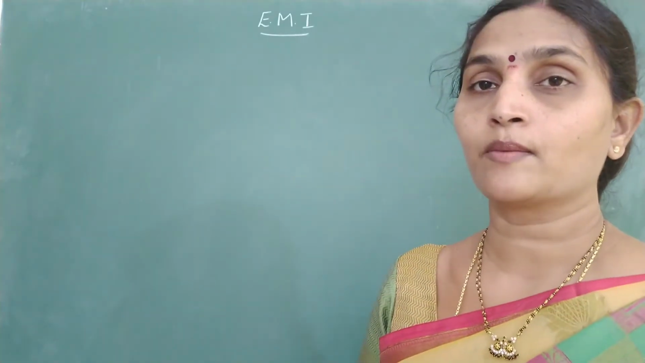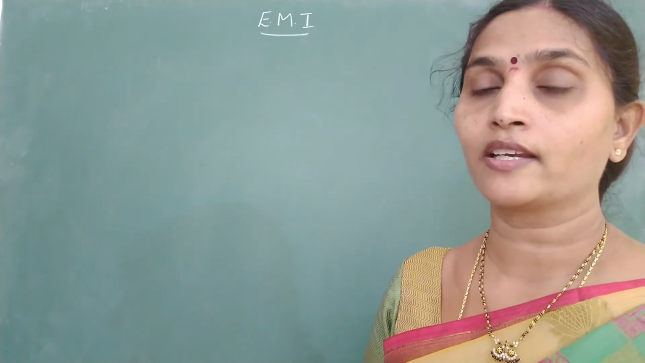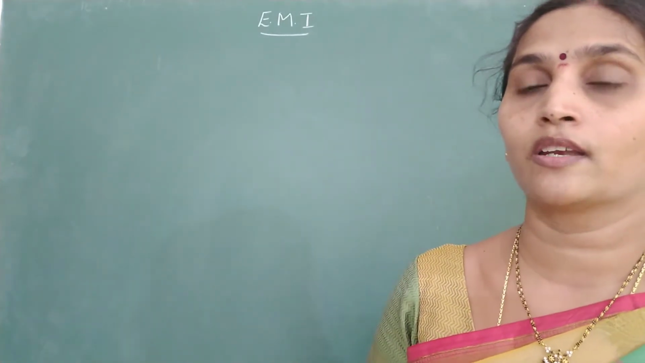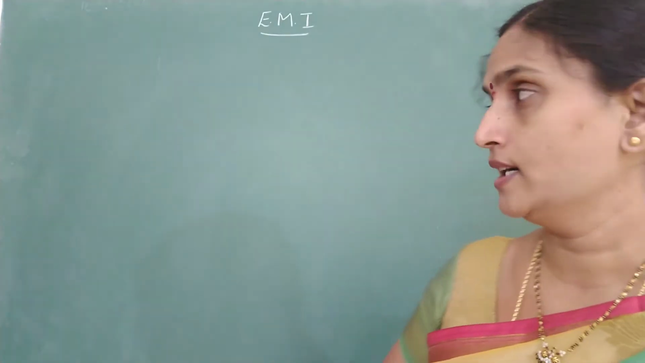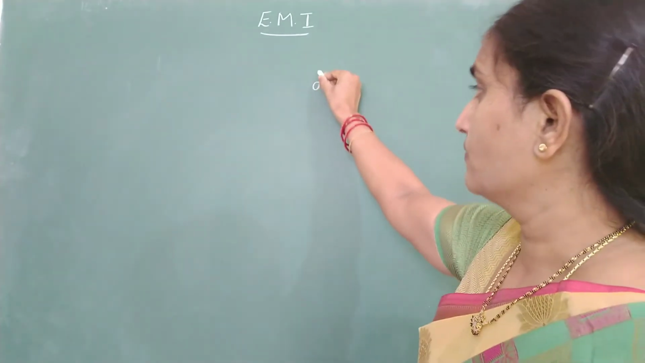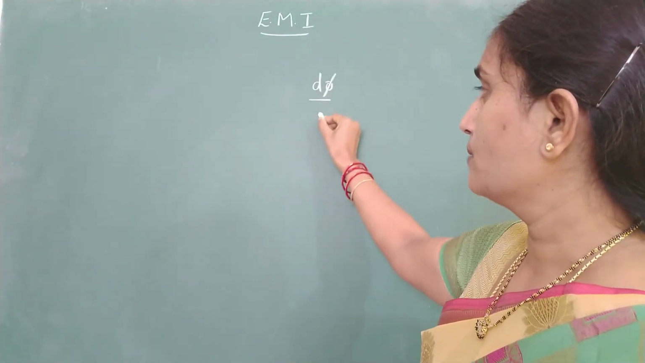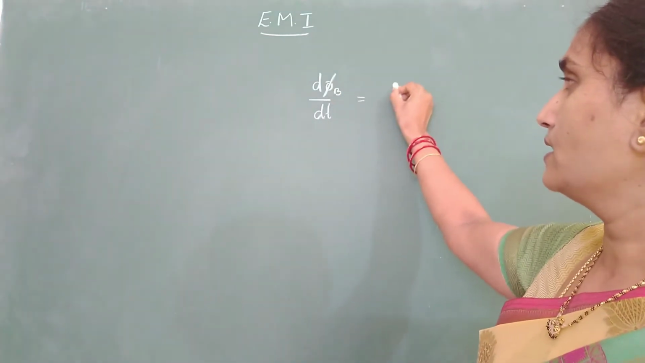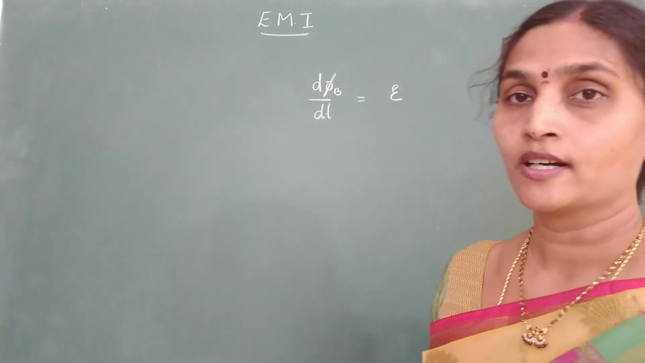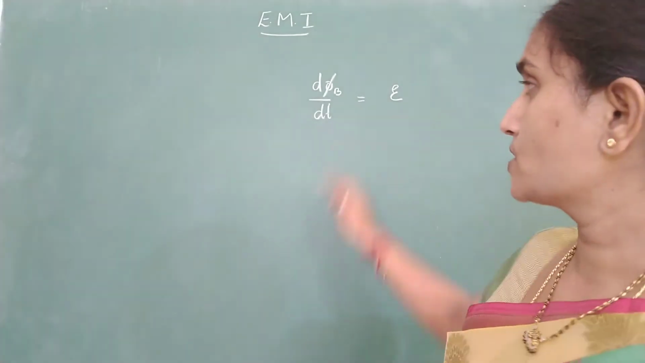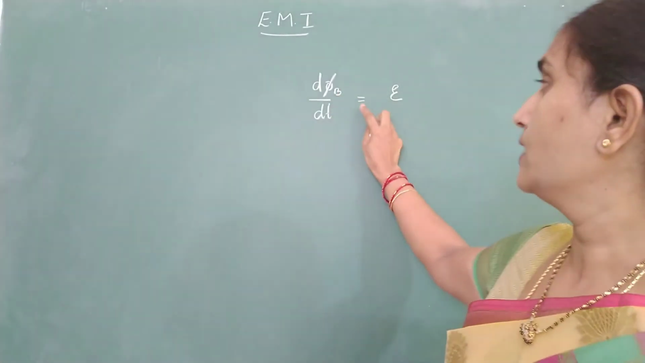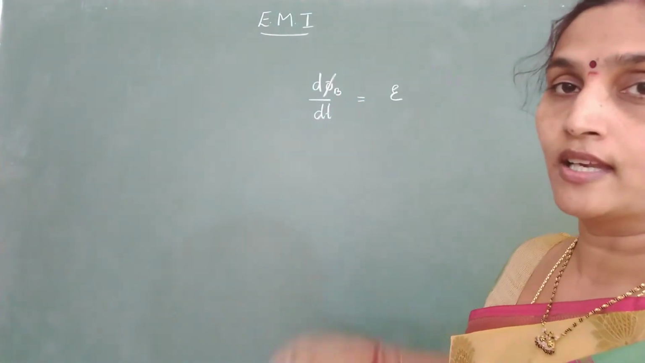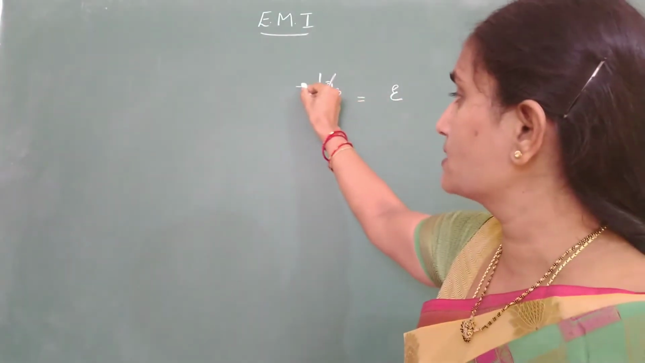Now coming to the statement of Faraday's law. What was Faraday's experimental observation? After doing a number of experiments, he finally proved that a change in magnetic flux, d phi by dt, can induce EMF. I repeat the statement: rate of change of magnetic flux will induce EMF. And according to Lenz's law, we give a minus sign here.